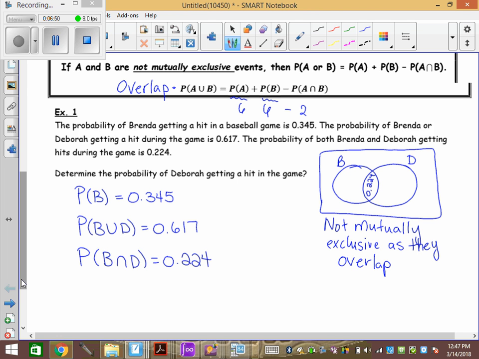The next thing we go to, we can't go to the ORs because we'd have 2 empty spots, correct? But we can go to Brenda. So how are we going to figure that out? The probability of Brenda is 0.345. So the entire circle is 0.345. We agree? So we have to subtract off 0.224 to get just what's in just Brenda. Only Brenda only. So what would you get? Pardon?